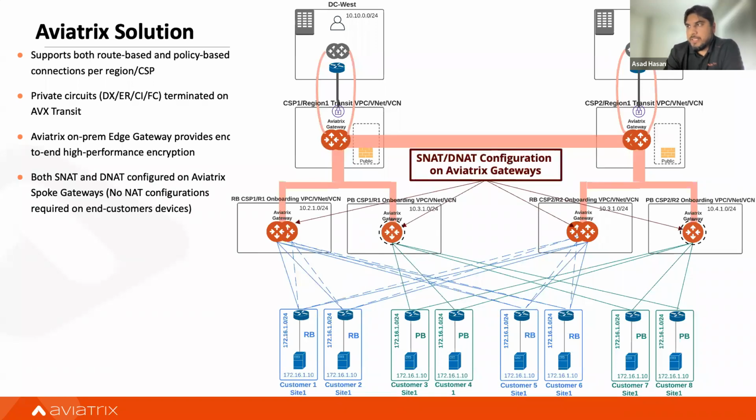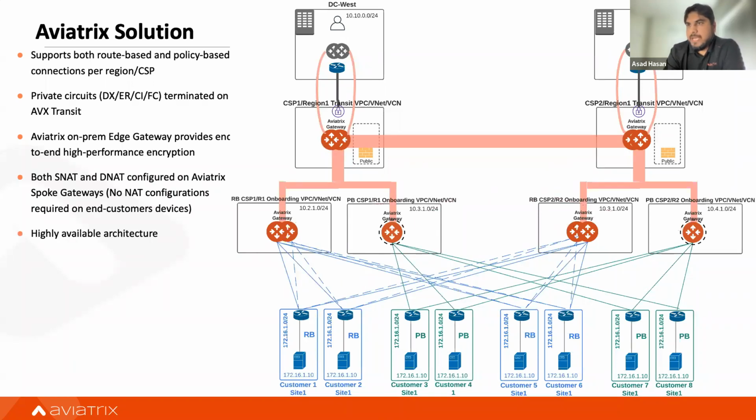All right, as we already saw, we can support SNAT and DNAT configuration to handle overlapping IPs, and this architecture is highly available. We can have multiple gateways, multiple links available, and we have a DR supported architecture. You can spin it up in another region, or the same architecture can be in multiple clouds.